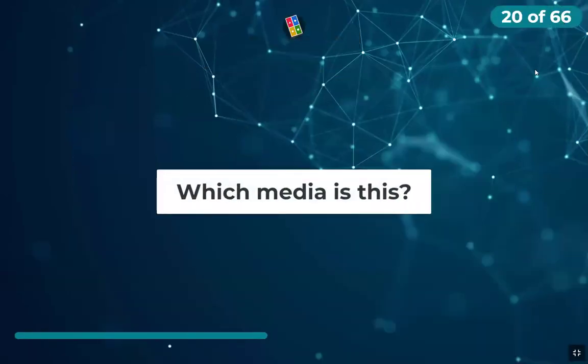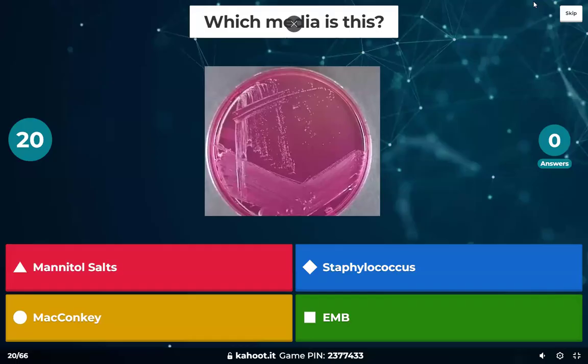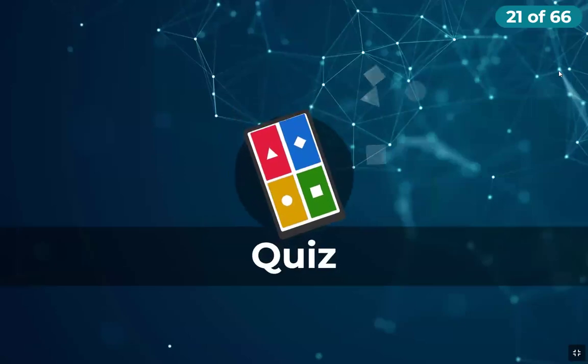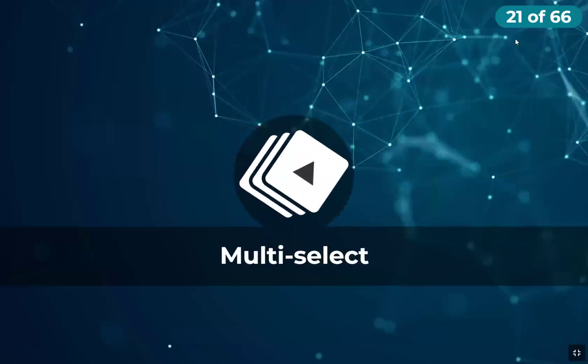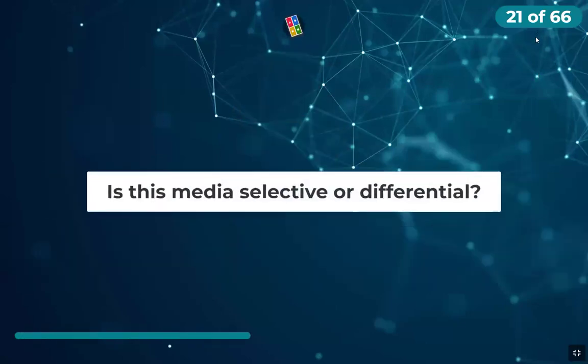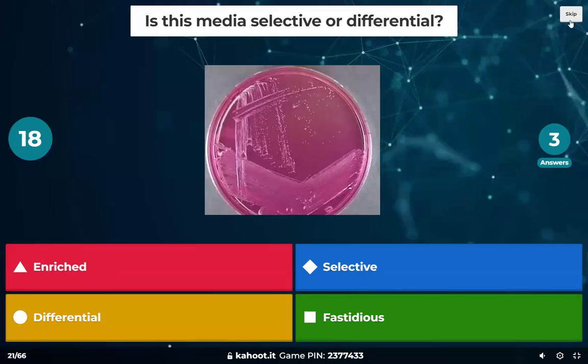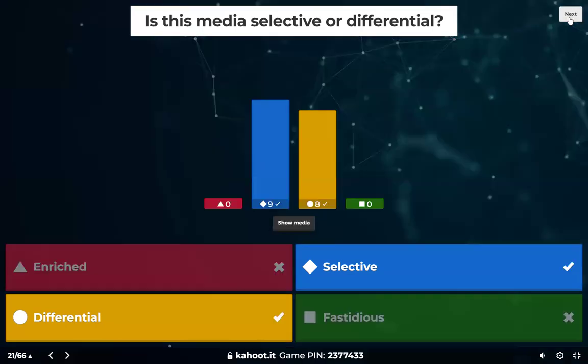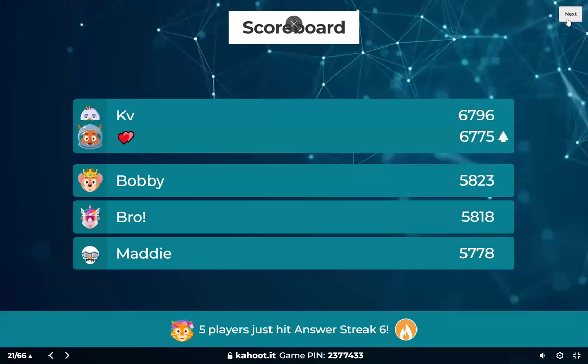All right, which media is this one? This one was MacConkey. And then we're almost there. This one was MacConkey, selective or differential? Which one? It was both, exactly. I'll give a little bit of joy to some of you. This one takes a little longer. All right, calling it. Good job.